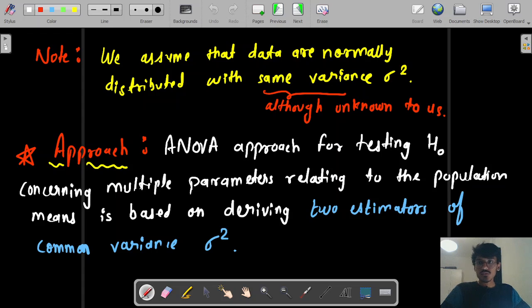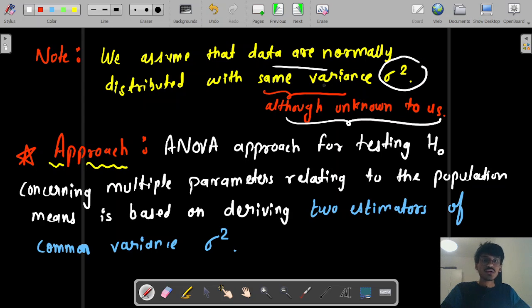Now the important note is that we'll assume that the data given to us are normally distributed with the same variance sigma square. But of course we don't know what the variance is, we just know that the variance is the same. Now let's talk about our approach. In the next lecture I'll give the more detailed way, but in this lecture it will be the brief overview.